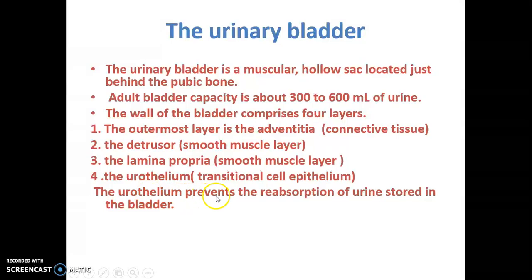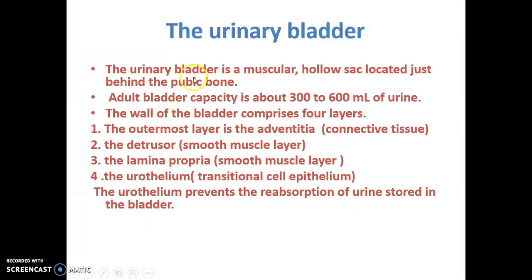Actually the urothelium prevents the reabsorption of urine stored in the bladder. It is water impermeable. Water cannot go through this layer. So water cannot be absorbed from the bladder. Once urine is inside your bladder, it will not be absorbed anywhere. So this urothelium is like a plastic paper, or plastic covering. Urothelium prevents the reabsorption of urine stored in the bladder.